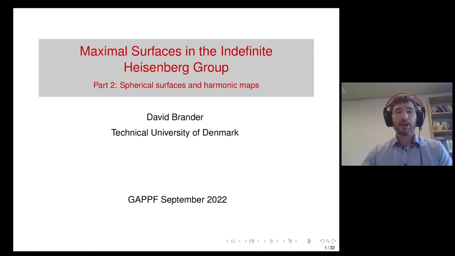Now I want to talk about maximal surfaces in the Heisenberg group using loop group methods. So first I want to introduce the loop group methods for harmonic maps, especially harmonic maps in the sphere, which will be relevant, and I'm going to use the example of constant positive Gauss curvature surfaces, also known as spherical surfaces.